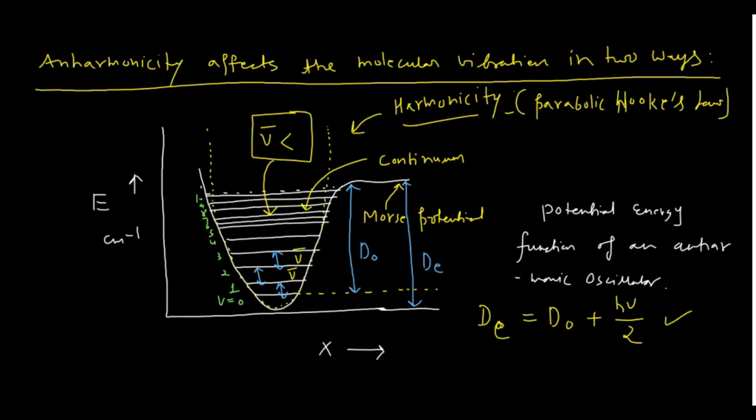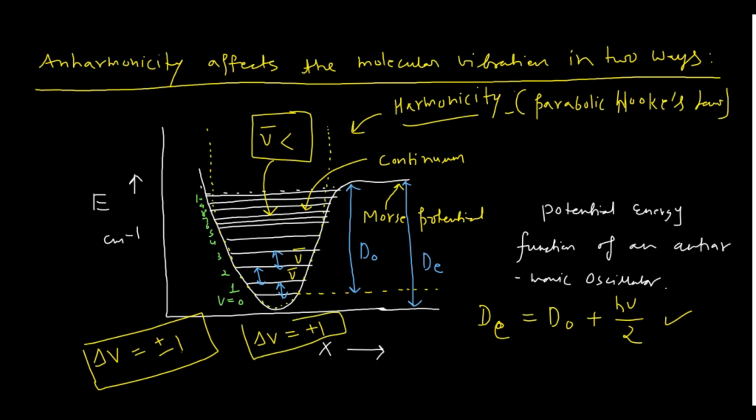Earlier you have seen in vibrational spectroscopy, del V equals plus minus 1 was the selection rule, one for emission, one for absorption, and we are always interested in the absorption spectra. So in our case, only plus 1 is useful. This was the case of Hooke's law, right?